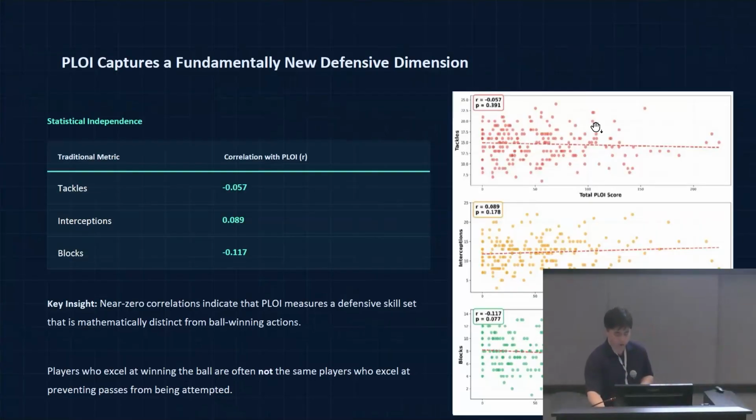So what does PLOI actually measure? Empirically, it's almost uncorrelated with traditional defensive actions: tackles, interceptions, and blocks. And on the slide, you can really see the correlations close to 0.